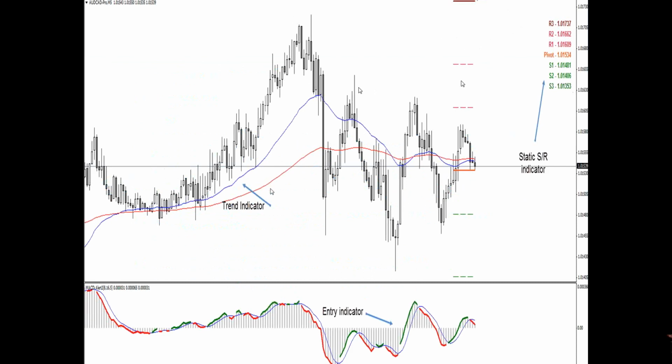So two MAs give me the immediate trend direction. Then I have an entry indicator, MACD, on these settings to confirm the entry, and one static support and resistance indicator, which basically gives me targets. And this system made me money back in time. Back then, I was scalping most of the time, mostly on euro dollar. But indeed, it has given me great results.